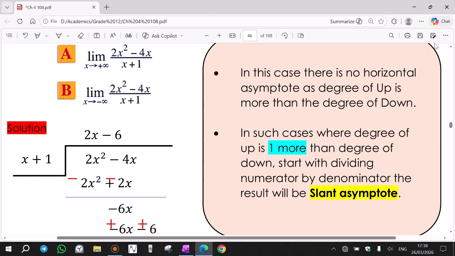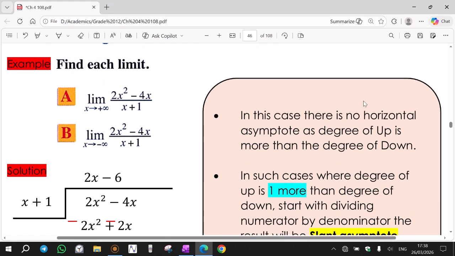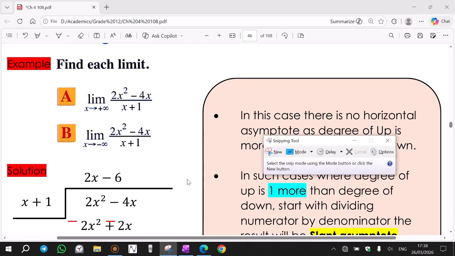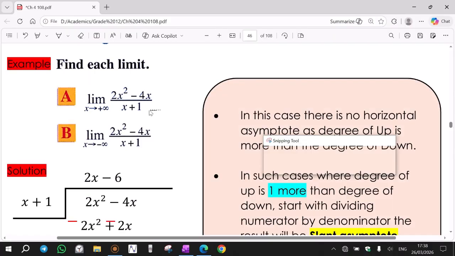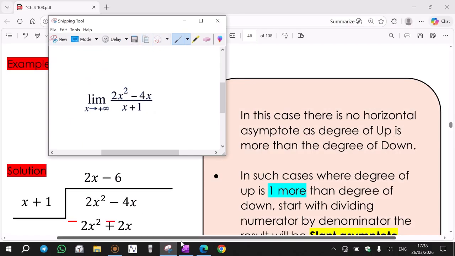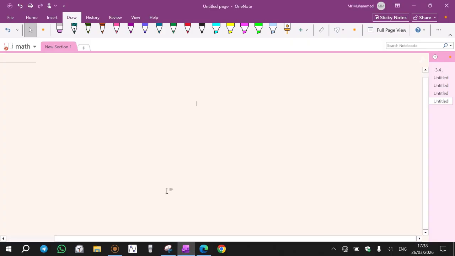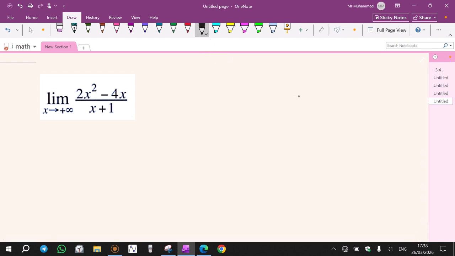We're going to use long division. You might say, oh, long division again. Don't worry, this long division is way easier than the long division you studied in grade 5. It's always 1 or 2 steps, not more. Nothing mysterious. We have a function where degree of up is 1 more than degree of down. We just do long division.